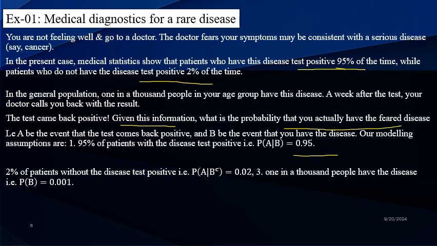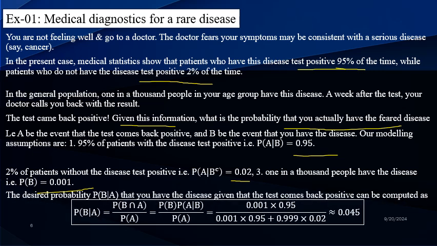Now, the second information is saying that 2% of patients without the disease test positive. What does it mean? Having no disease. That means A given B complement, the false positive. What is that value? Probability of false positive is 0.02. Then the third information is 1 in 1000 people have the disease. That means probability of B is 1 by 1000, 0.001. So all this information we have converted into probability in numeric form.